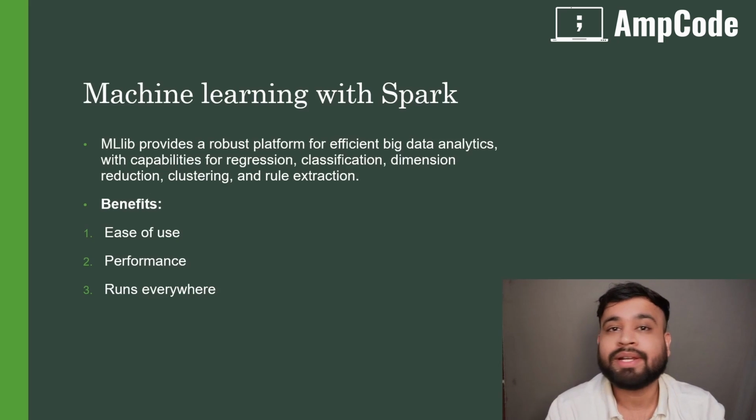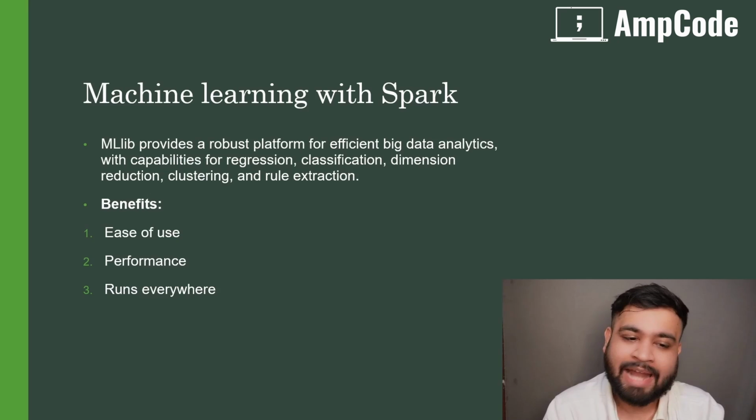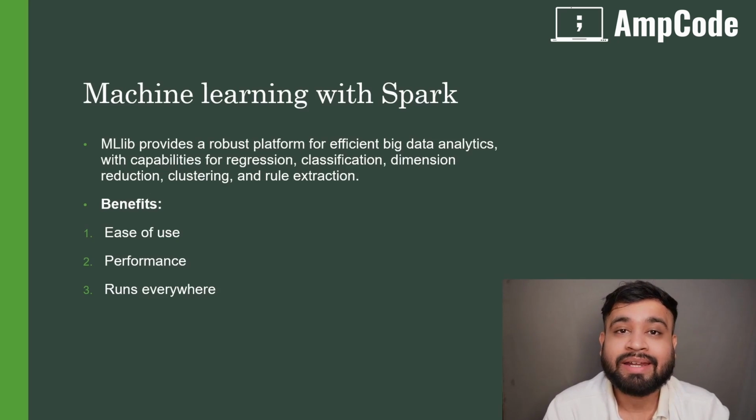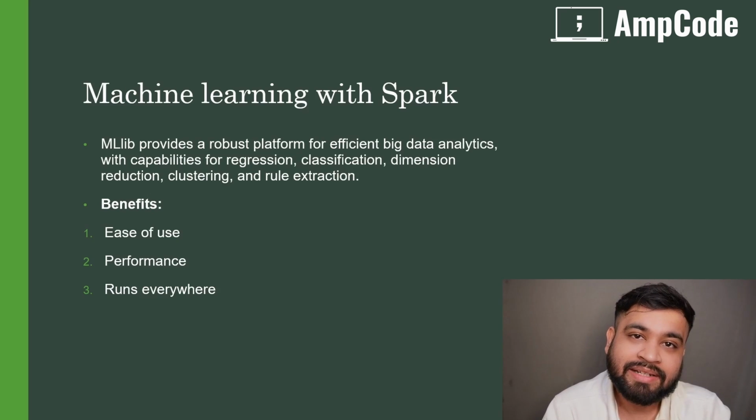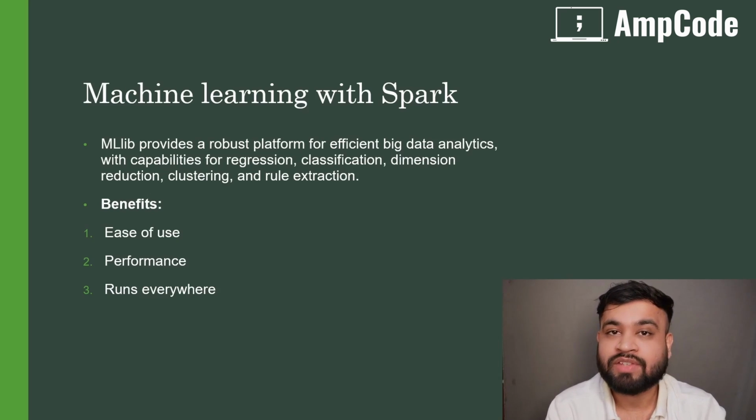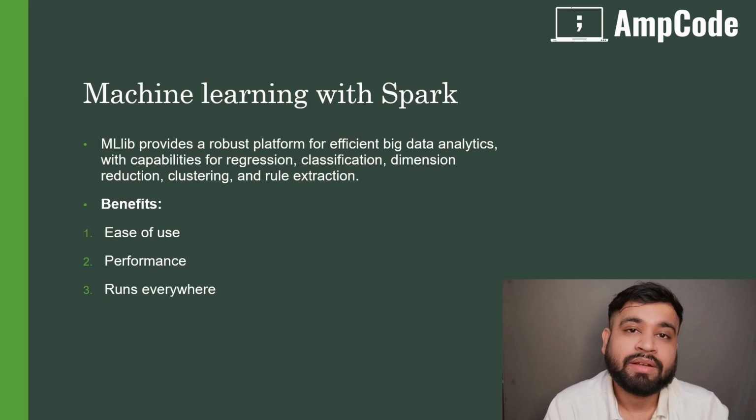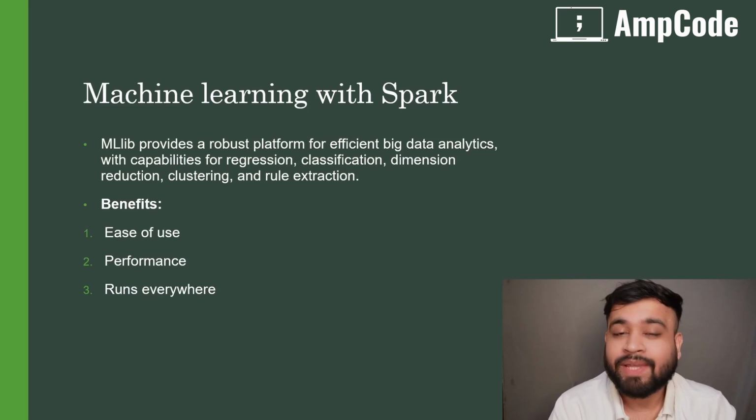So basically, as you already know, MLlib will provide you a robust platform for efficient big data analytics. Efficient means, as you already know, the Spark architecture relies heavily on parallel data processing. Parallel data processing means your data workloads get split up and converted into smaller chunks of tasks and get distributed across the cluster. The cluster consists of the data nodes, which are nothing but commodity hardware, which runs in parallel to complete the workflow in a very efficient manner.